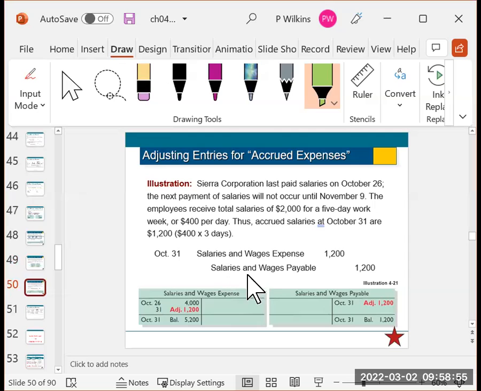Okay, so here's what the entry would be. The entry would be, you would debit salaries and wages expense because it is an expense for the month of October. Your people worked and you owe them that money, okay? And then you would credit salaries and wages payable, okay?